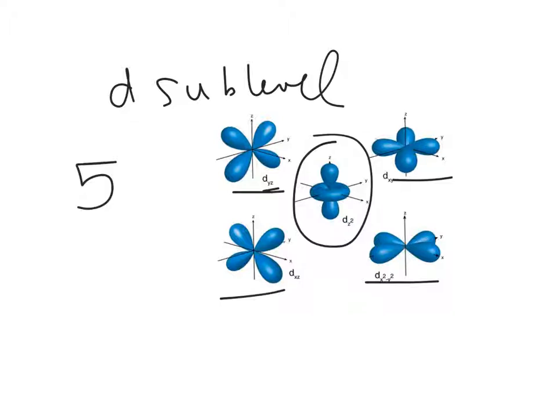Okay, so before we had 3 different rooming options, and before that we had, in the S sublevel, we only had 1. Okay, so let's look then at the final type of sublevel that you can have, and that is the F sublevel.